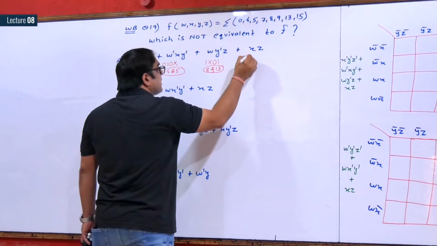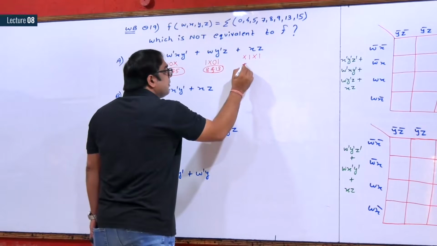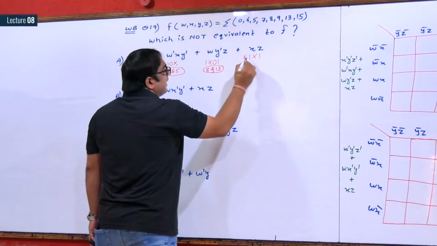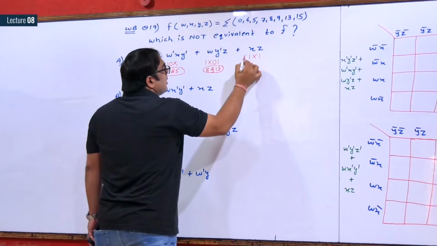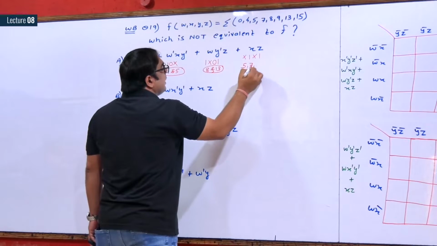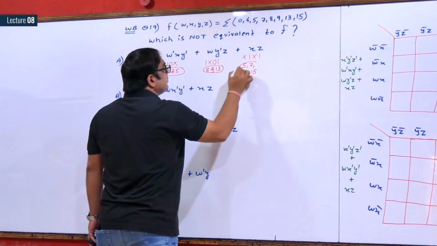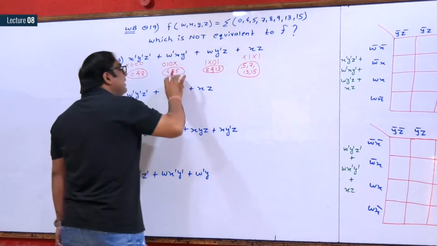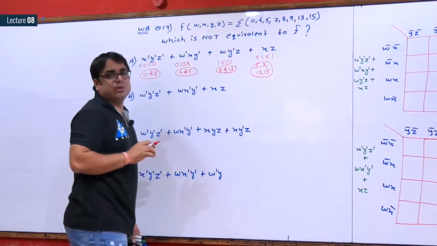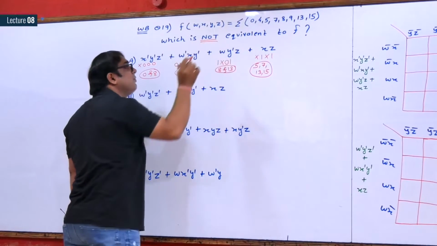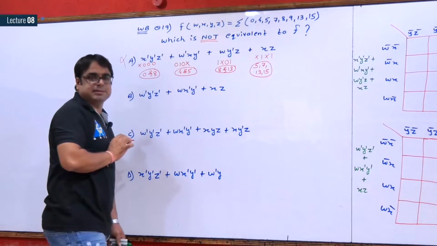W is not given, x is equal to 1, y is not given, z is equal to 1. This will give me 5, then 0, 1, 1, 1 is 7, 1, 1, 0, 1 is 13, 1, 1, 1, 1 is 15. All the min-terms are matching, means option A is equivalent to F. But what we have to find is which is not equivalent? So option A is not the correct answer.